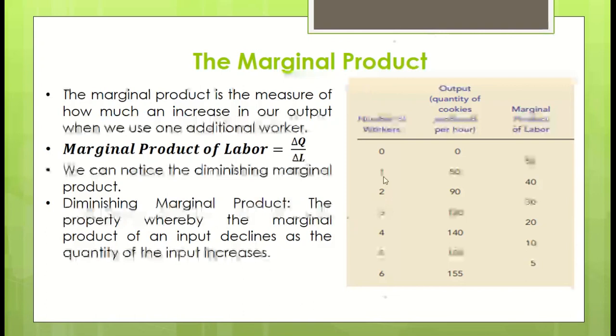You can see here, as the number of workers is increasing, the marginal product of labor diminishes. Look there, the marginal product of labor is diminishing. Initially it's 50, then 40, 30, 20, 10 and 5. When there is one worker, the marginal product of labor is 50, and when there are 6 workers, the marginal product of labor has diminished to 5.